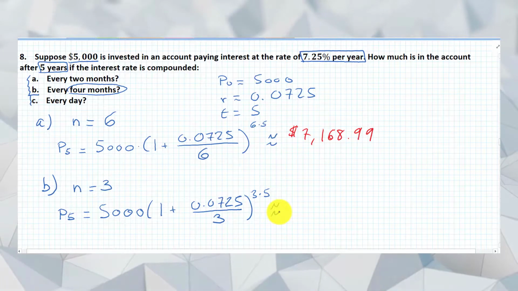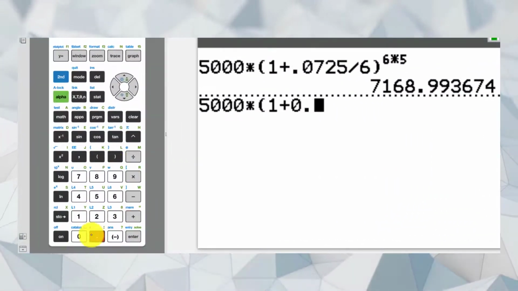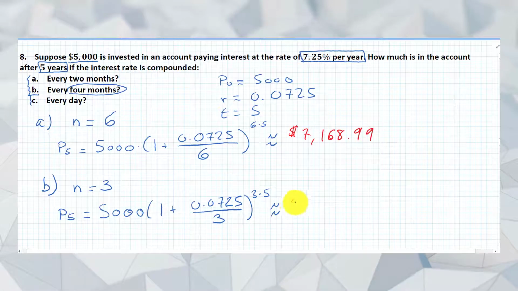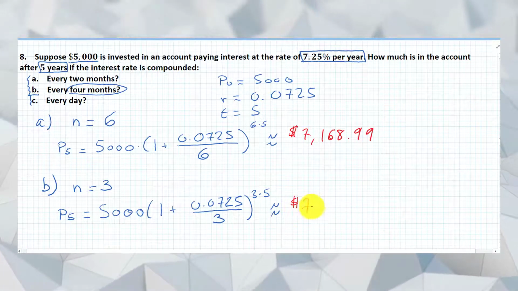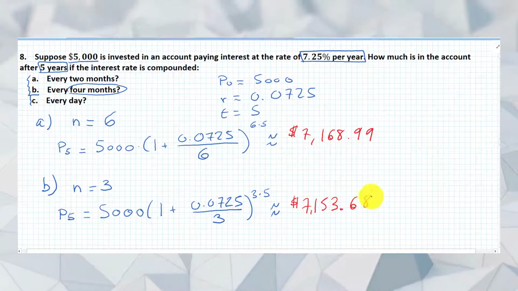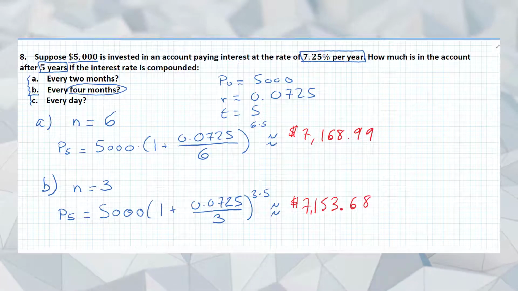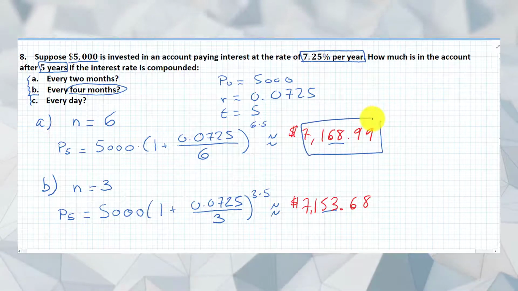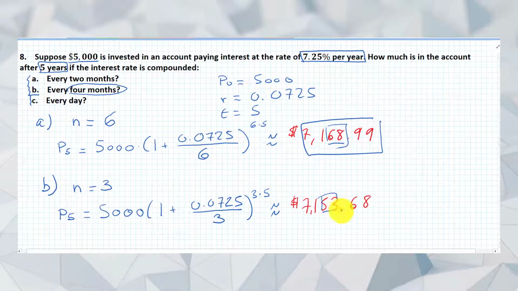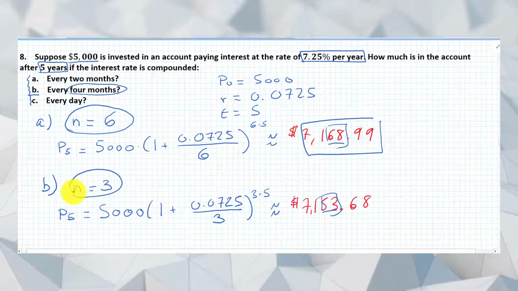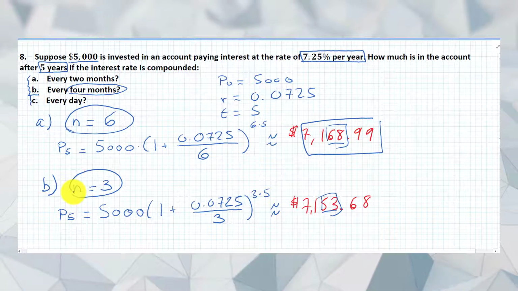All right, calculator. So this is about $7,153.68. By the way, please notice the first amount is larger, which makes sense because we had more compounding periods than in the second case, okay?